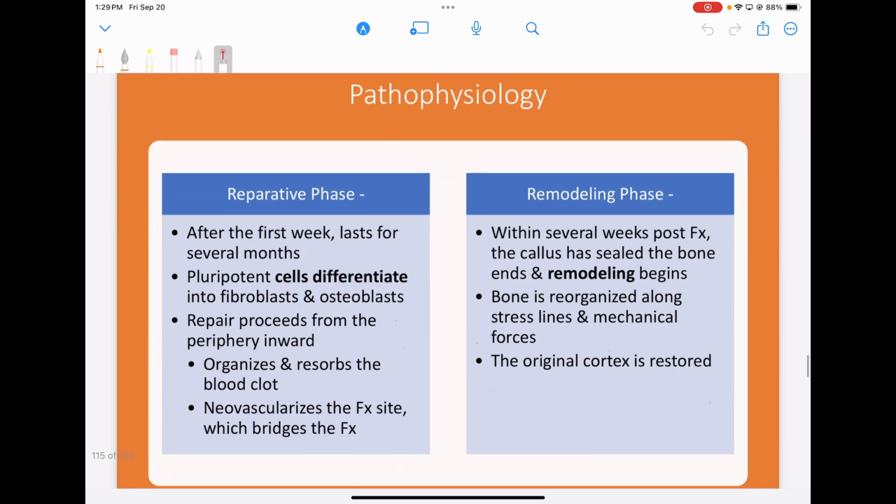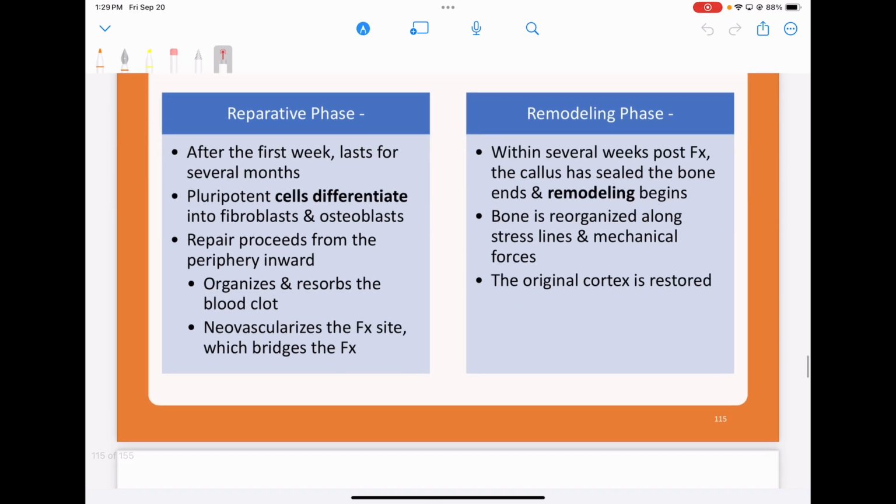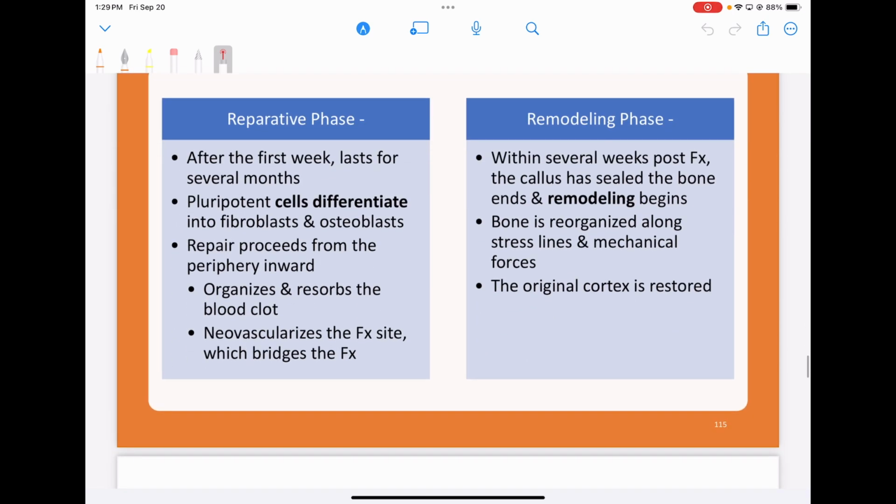So next we have the reparative phase and the remodeling phase. Reparative phase: first week, can last weeks or several months. Cells differentiate, we get our osteoblasts forming. Repair proceeds from the periphery inwards, so it starts on the outside and works its way into the bone, into the medullary part of the bone. It resorbs the clot, with new vessels to that fracture site to promote healing.